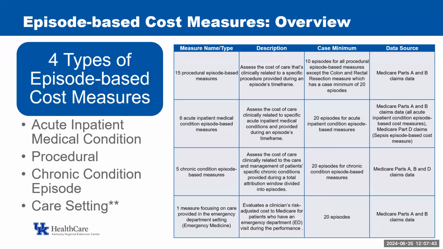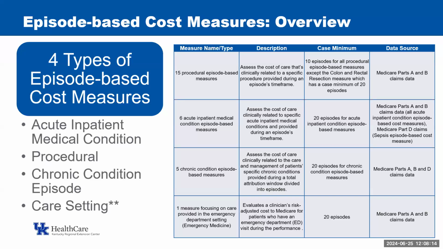There are 6 acute inpatient medical condition episode groups that represent treatment for self-limited acute illness or treatment for flares or exacerbation of conditions that require a hospital stay. There is a 20 episode case minimum for acute inpatient condition episode-based measures, and data comes from Medicare Part A and B for all acute inpatient condition episode-based cost measures. For sepsis, they also add in Medicare Part D claims.